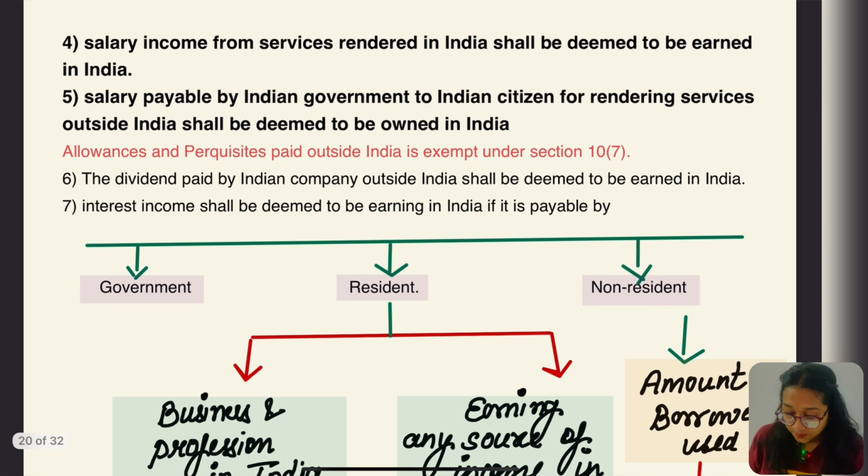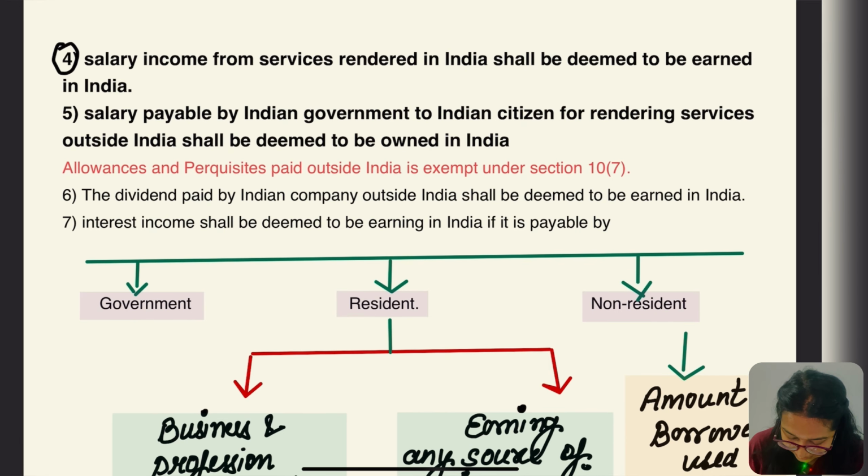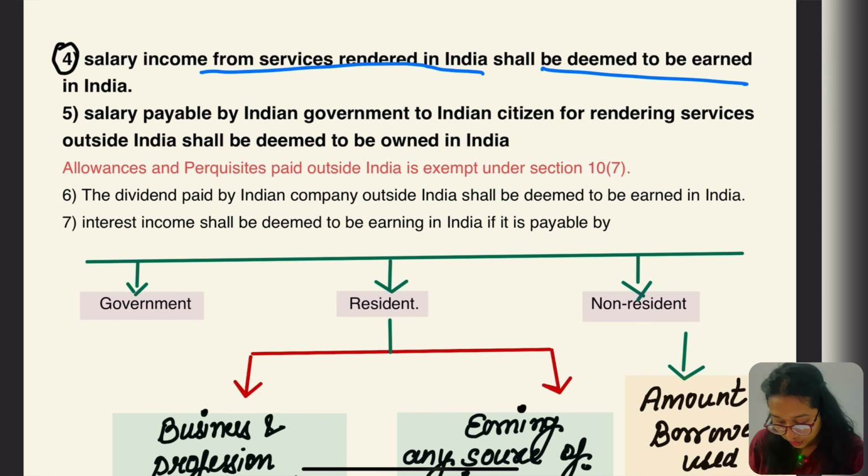So we are going to cover the remaining points of income deemed to be earned, accrue or arise in India. We already covered 3 points, so let's go for the other points. Point 4 says about the salary income from service rendered in India shall be deemed to be earned in India. This we knew.